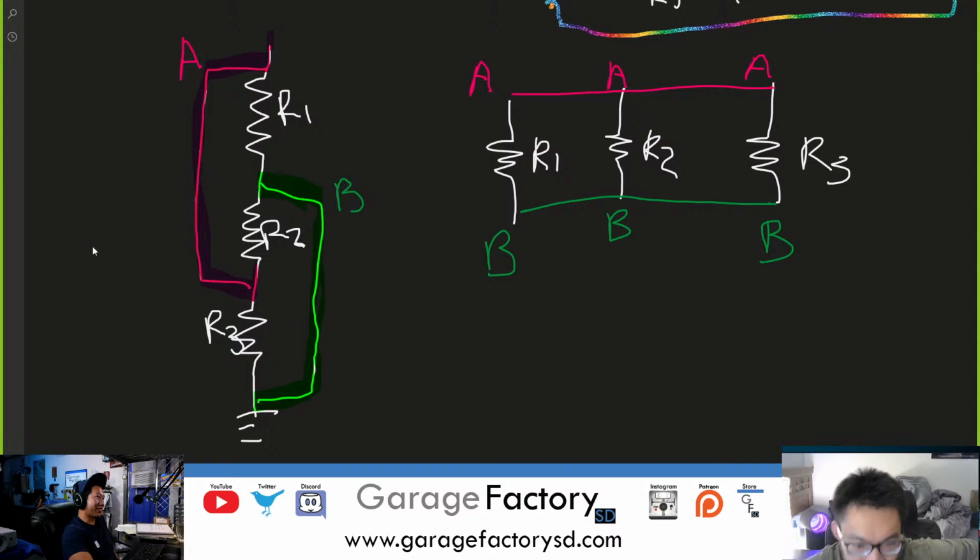Well, the left one is useful if you have switches. Then it makes more sense to draw it like this. Then you could short out certain resistors. So if you turn on the switch on B, then you short out R2 and R3. Yeah, that's true.